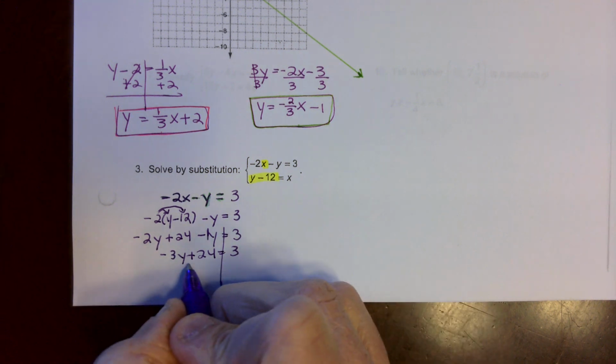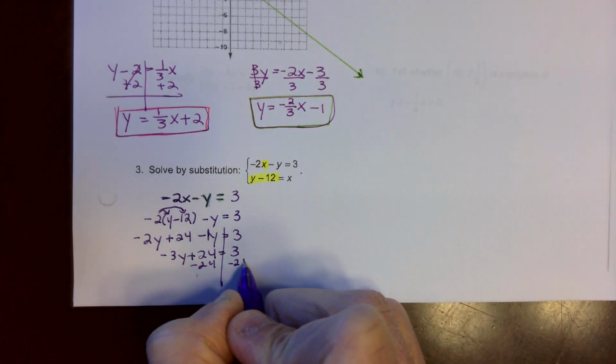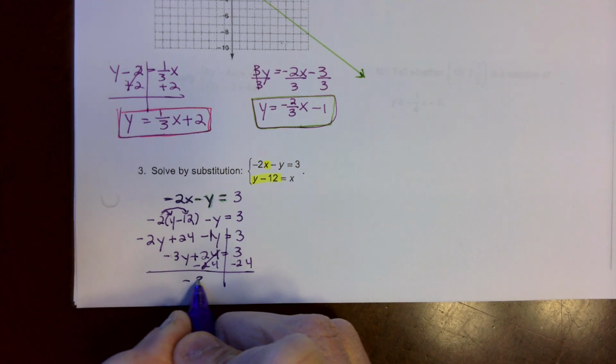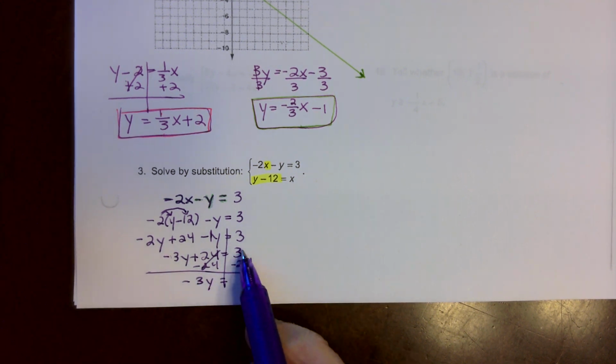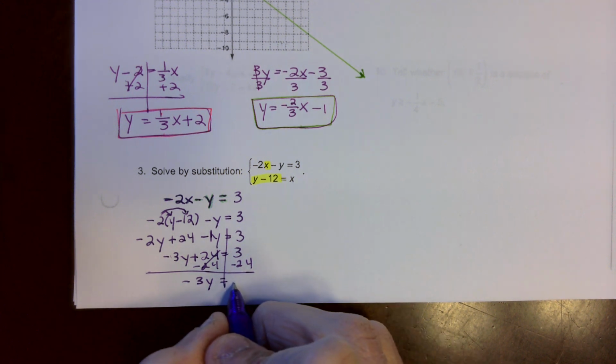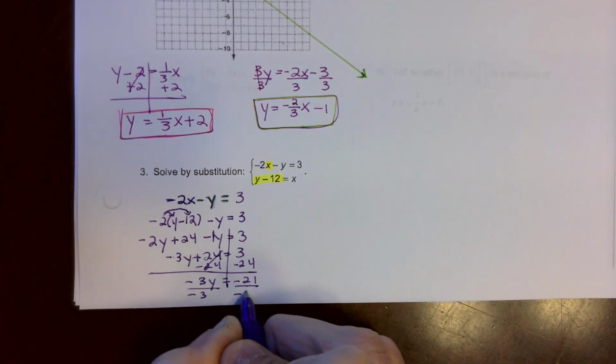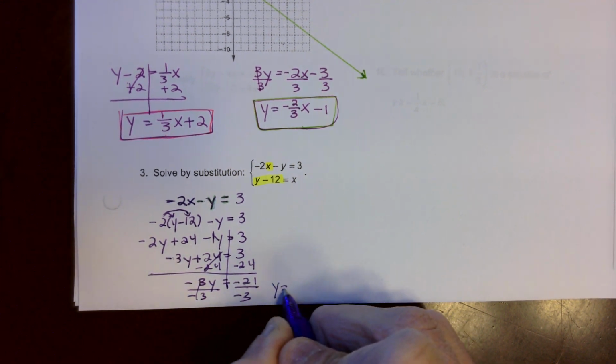Okay, next step, subtract 24. Again, watch your signs. Don't lose this negative out front, and make sure you add this correctly. Positive 3 and -24 is a -21. Divide by -3, and y is equal to 7.